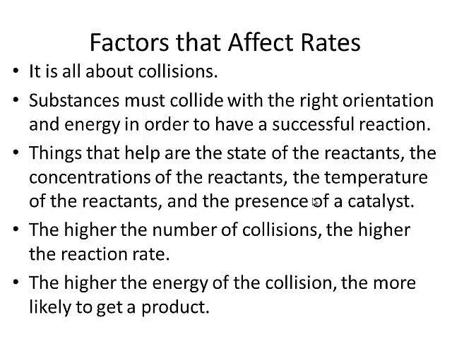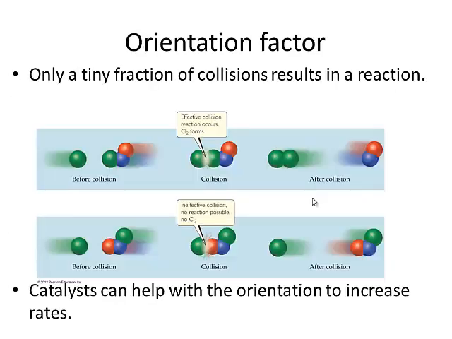So the higher the number of collisions, the higher the reaction rate, and the higher the energy of the collision, the more likely you are to get a product. Here's a picture that demonstrates the orientation factor. Only a tiny fraction of collisions will result in a reaction. It's different for each type of reaction, but the number of collisions that results in a reaction could be on the order of 10 to the negative 13th, or 10 to the negative 15th, or 10 to the negative 10th. So catalysts are one of the things that can help with this orientation.